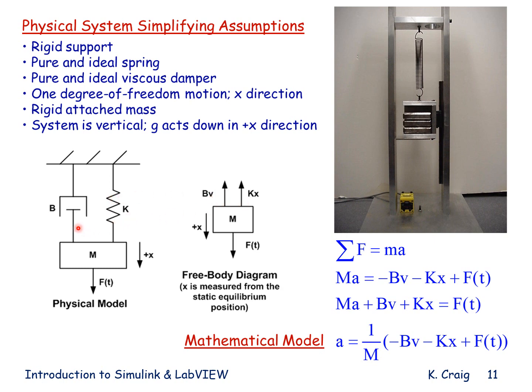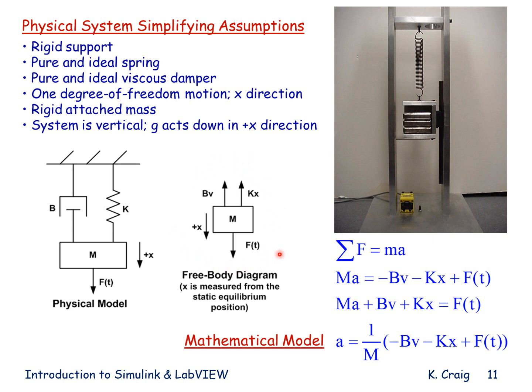The damper, this pure and ideal viscous damper, has a damping force proportional, with the coefficient b, to the relative velocity of the ends of the damper. One end is connected to ground, the other end is connected to the mass. As the mass moves down with a positive velocity, the damping force will want to pull it back up, and that force is proportional to that velocity, b times v. So on my free body diagram, I've now shown all the forces acting on my mass.